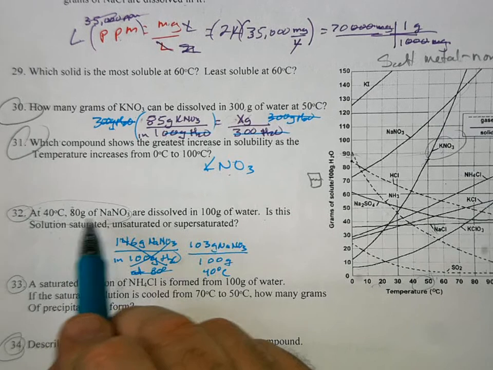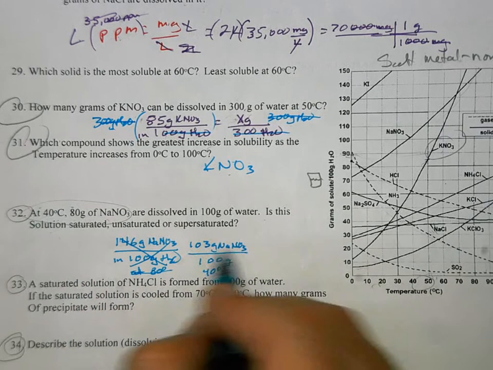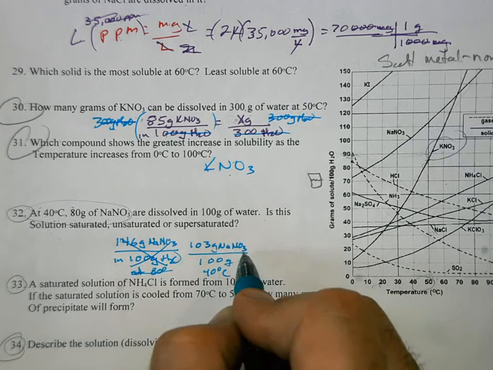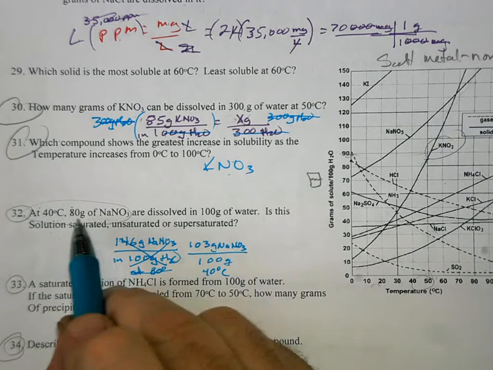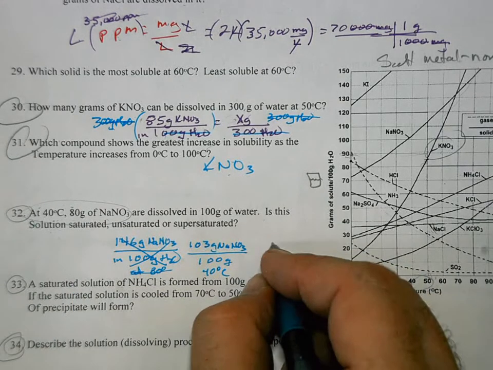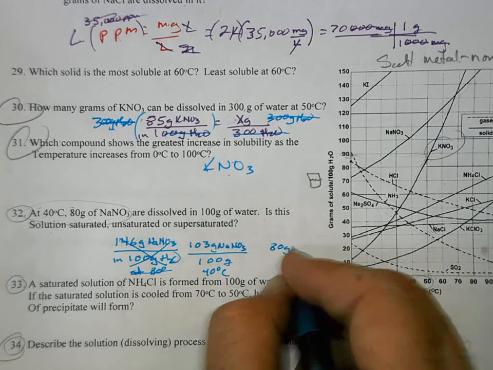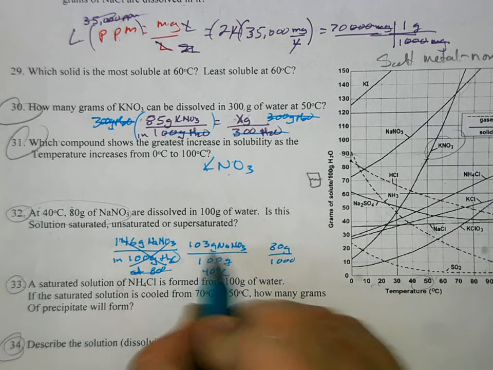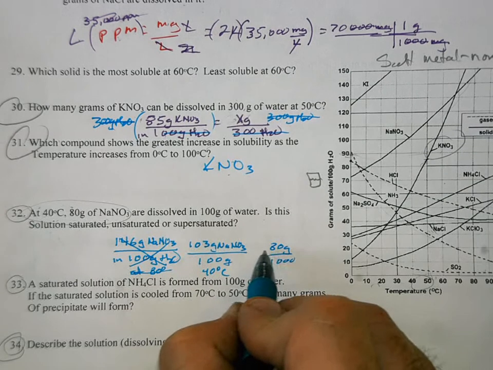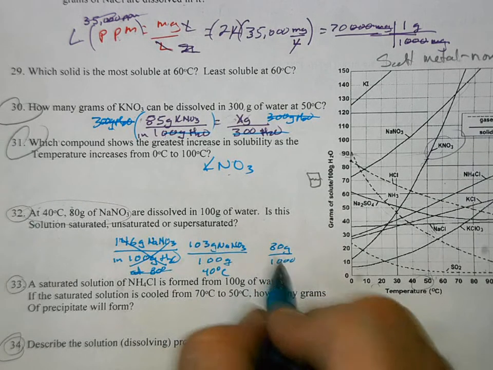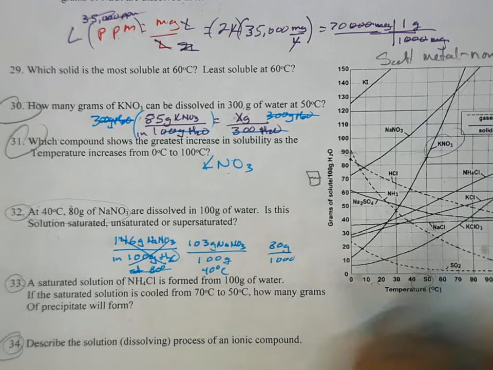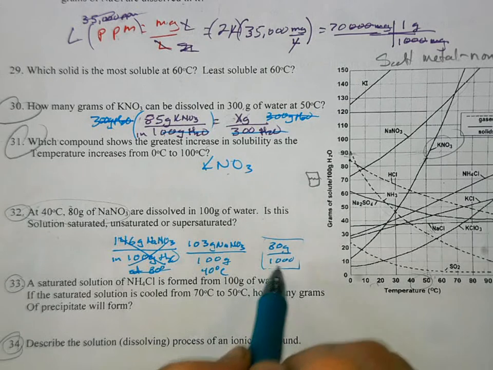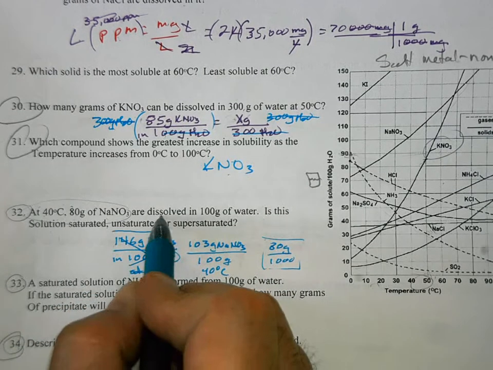If you had 80 grams dissolved in here, well, at 40 degrees, we can have 103 grams of sodium nitrate in 100 grams of water. If we only have 80, so if we have a solution that's 80 grams in 100 grams, we can hold a whole bunch more. We could add just about 23 more grams to this solution to get it to where it's at the point of solubility. So this solution right here can hold more solute, so it's going to be unsaturated.